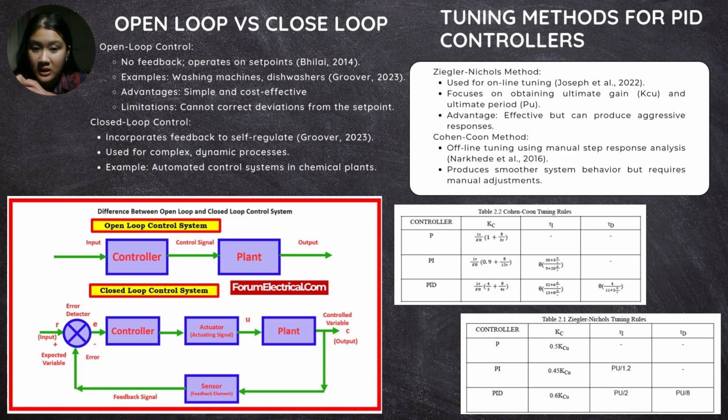The second method is the Cohen-Coon method, which is an offline tuning using manual step response analysis. For this method, it produces a smoother system behavior but requires manual adjustment. This is the table for how to find the Kc, tau I, and tau D for each of the controller.